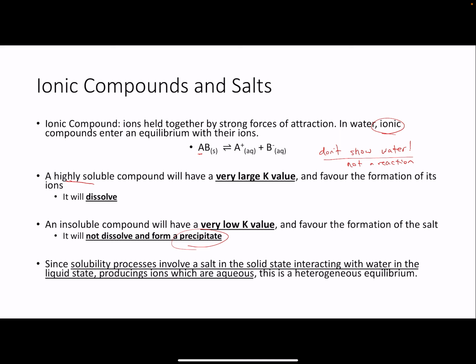Because we're working with two different states, the solid and their aqueous ions, this is a heterogeneous equilibrium, which means not all terms are in the K expression. So we have to remember that. And you can see by looking at it, the solid will be excluded, and only the ions make up that.